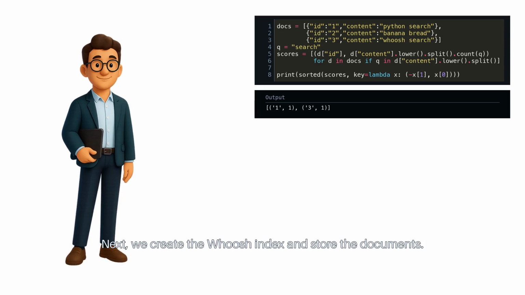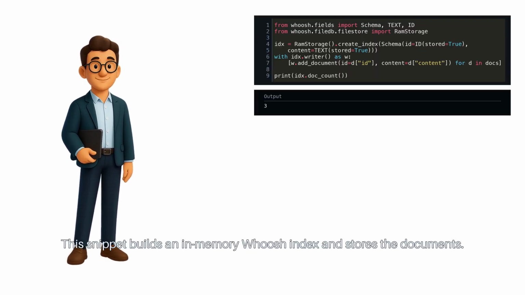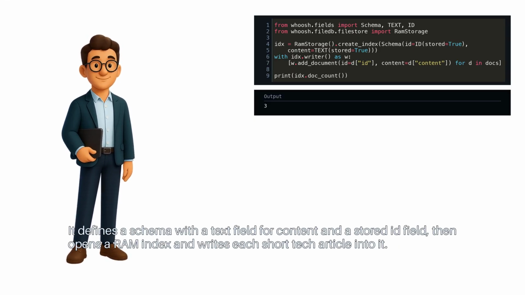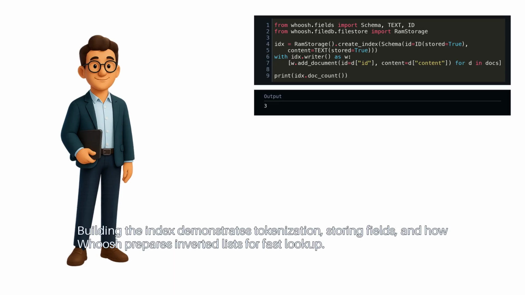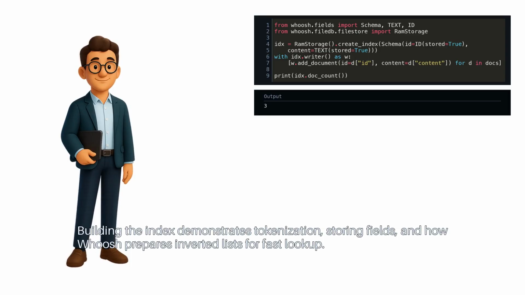Next, we create the Whoosh index and store the documents. This snippet builds an in-memory Whoosh index and stores the documents. It defines a schema with a text field for content and a stored ID field, then opens a RAM index and writes each short tech article into it. Building the index demonstrates tokenization, storing fields, and how Whoosh prepares inverted lists for fast lookup.